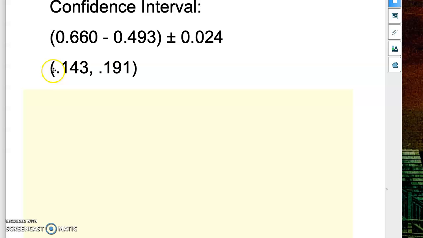Now, what conclusions can we draw about this? We can say, yes, there is a difference. Why can we say there is a difference? Because all these numbers are positive. 0 is not included, okay? This is female minus male.